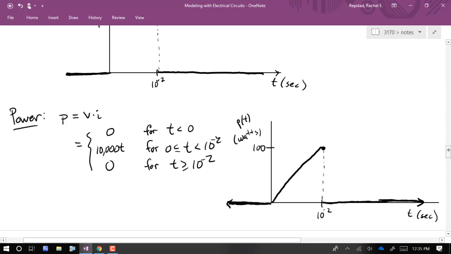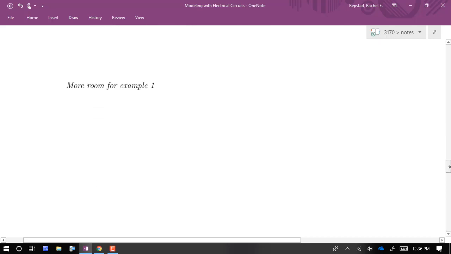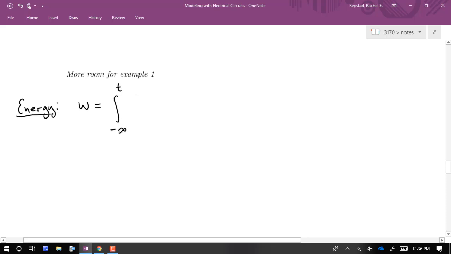All right, so we've got our current and power. The last thing we want to find here is energy. To find energy, we can use the relationship that energy is equal to the integral from minus infinity to t of the power function d tau. We kind of use tau as a dummy variable. This is an improper definite integral, and when we evaluate it from minus infinity to t, we will get a function of time.